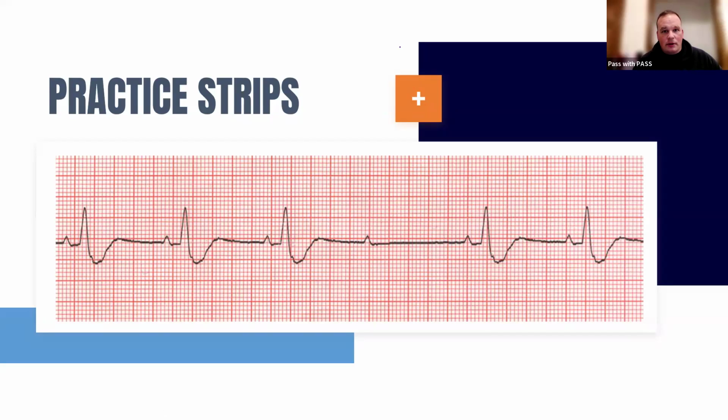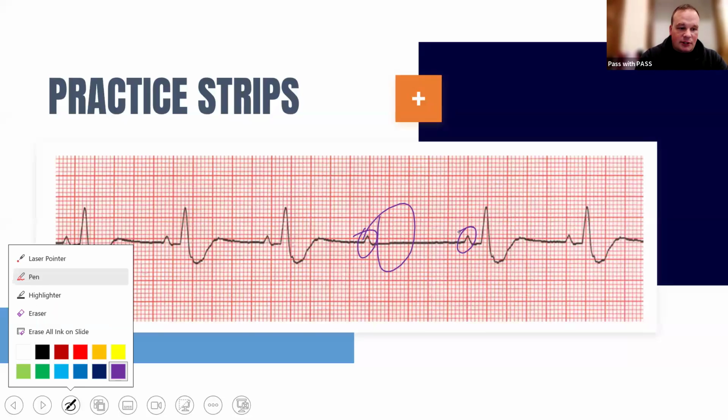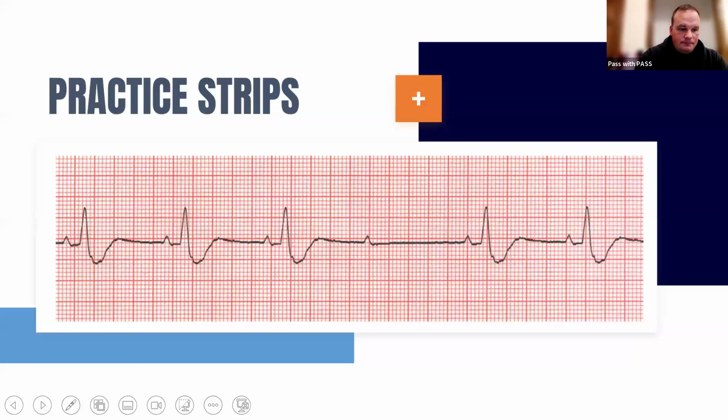So let's look at this one. Is it a block? Yes, it's a block. How do I know that? I have a dropped beat. I have more P's than I do QRSs. This is a heart block. So let's look at the PR interval. So if I look at my PRI, for every conducted beat, is that getting longer and longer and longer until we drop? It's not. Is it totally all over the place?